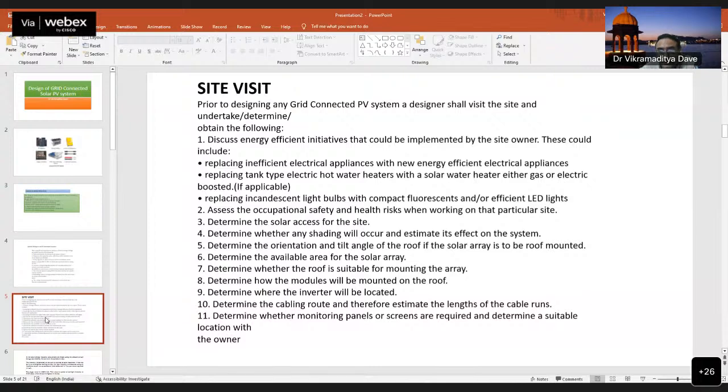Then monitoring panels and screens are required, and determine a suitable location with the owner. Okay, say how you will monitor the panel. Okay, that also you have to determine while visiting the site. So these are some important points I am telling you. If you want to install, then you should expect from the engineer that he should look into all this matter, or if you yourself want to become a solar engineer, then you should take all these things into account. So any questions so far?